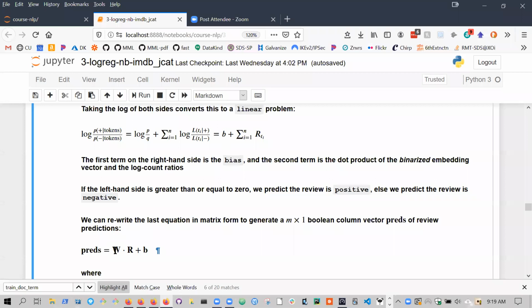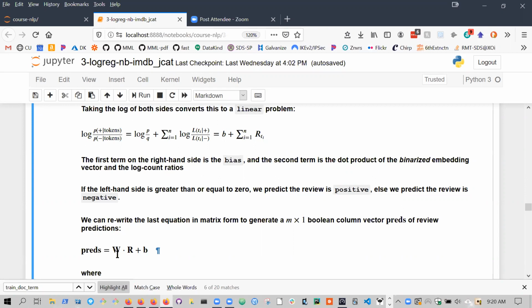So the binarized embedding vector has only entries of 0 and 1: 1 if the word was used at all in the review, and 0 if the word was never used in the review. And what is the length of W? The length of this binarized embedding vector is 6016.